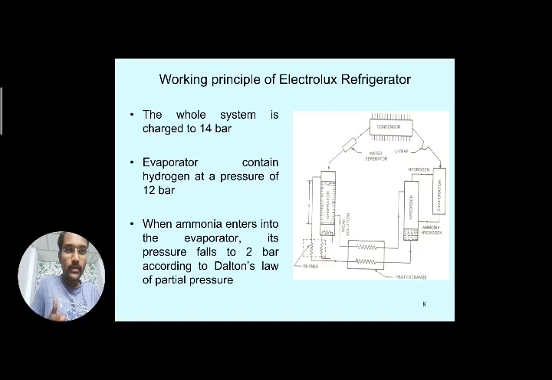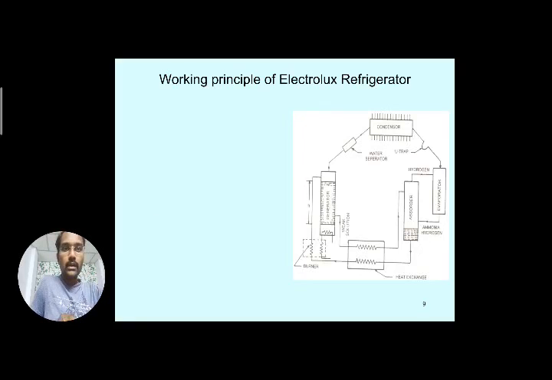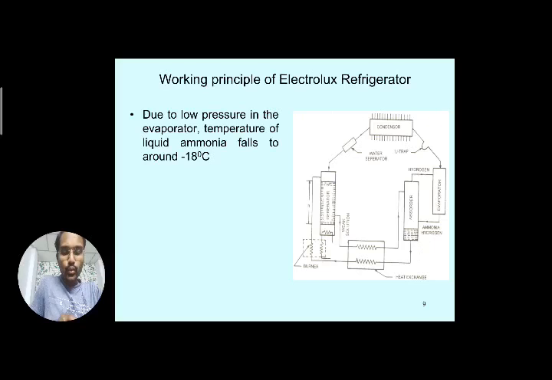So when ammonia at 14 bar pressure enters the evaporator, its pressure falls to 2 bar. The 14 bar already present in the system falls to 2 bar according to Dalton's law of partial pressures. Now what happens here? Due to the sudden drop in pressure, very low pressures are created. You can see the 2 bar means very low pressure in the evaporator.